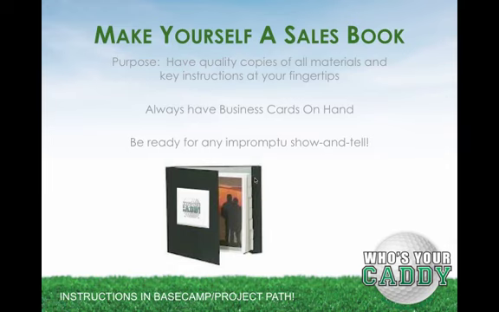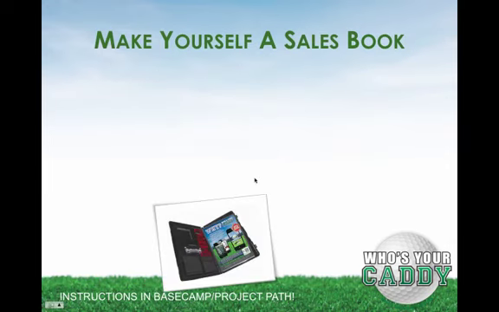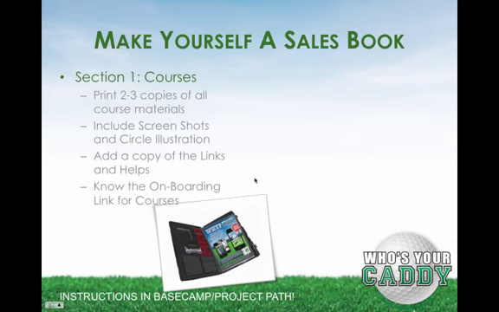It's pretty simple. I'll show you what mine looks like, and you, of course, can do yours how you wish, but mine has 3 key sections. My first section is all about the courses. I've got 3 copies of the course materials, all printed out on photo paper, has that ability to be very professional looking, of course. Then I've got the screenshots and the illustrations and the various things. I've got a copy of my links and helps document that can get me where I need to go if I need to look at an online link or something. And I've got the onboarding link for the courses. Kind of helps me get them signed up, if you will.